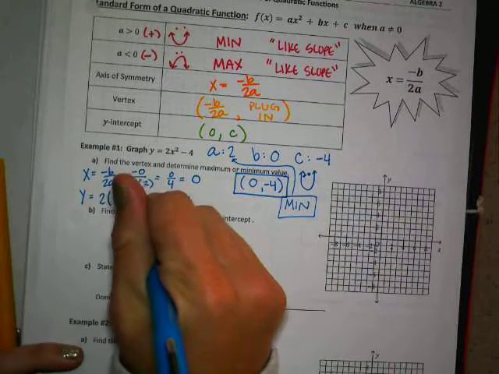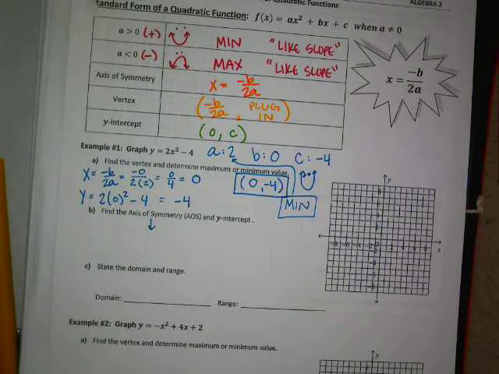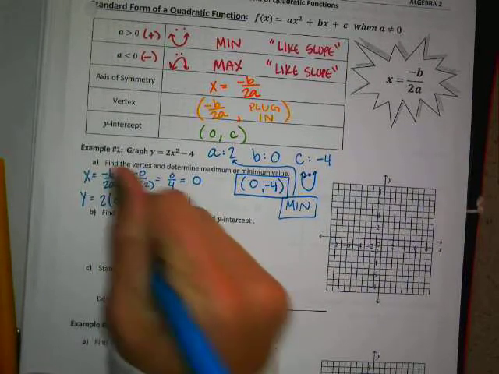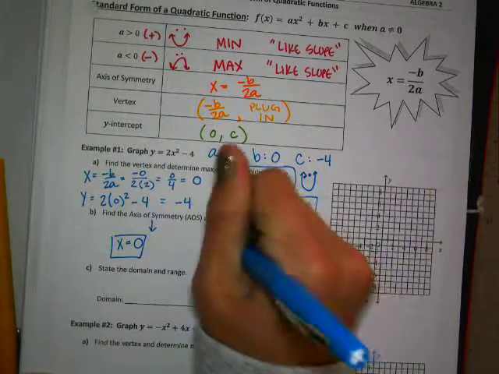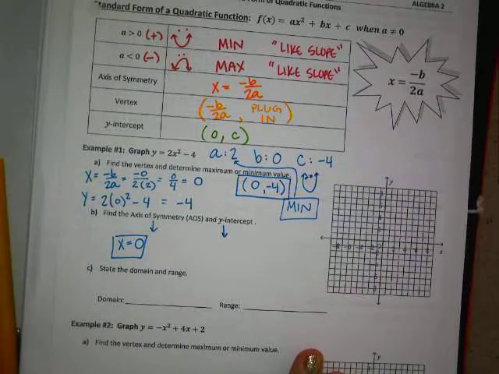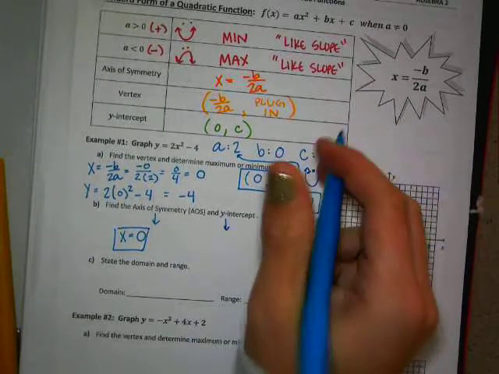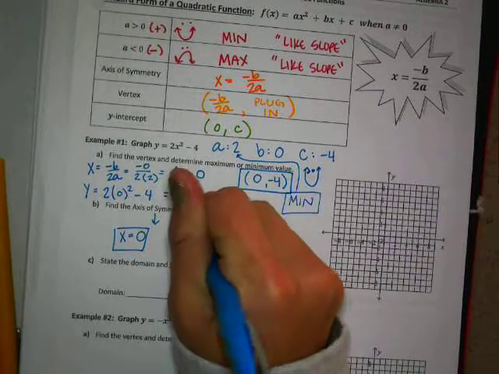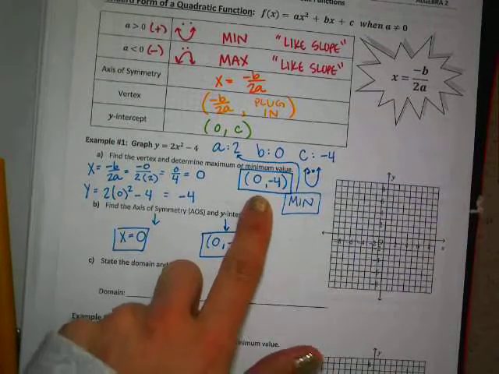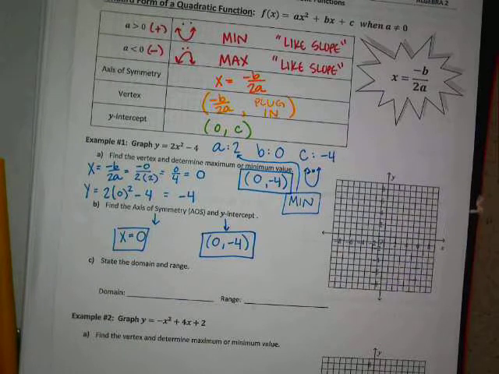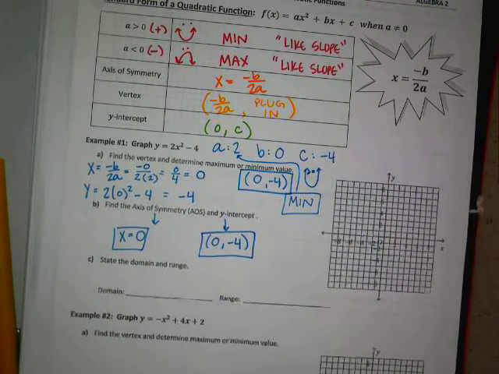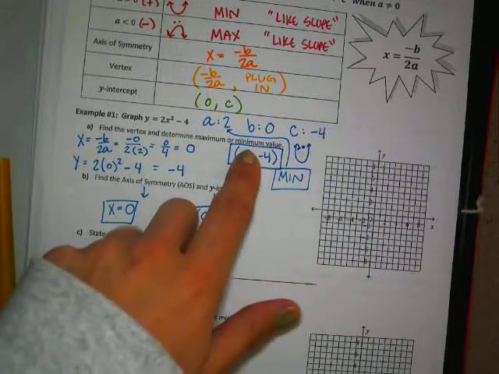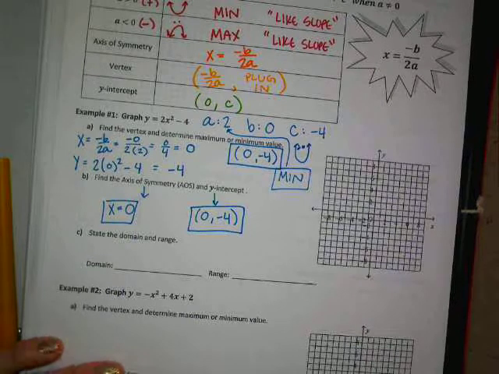So for the axis of symmetry, remember that is the same x value as in the vertex. So where's my axis of symmetry? It's at 0. And the y-intercept is the c value. What's my c value? Negative 4. So in this example, the y-intercept and the vertex happen to be the same point. It's not always going to work out that way. This is just one of those coincidences, which is okay.